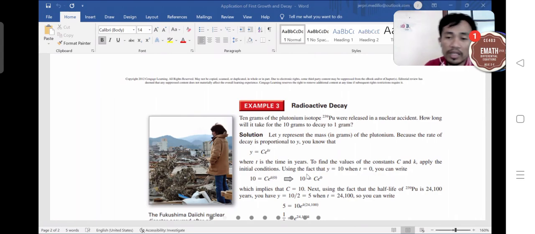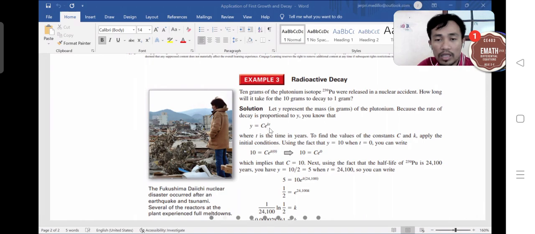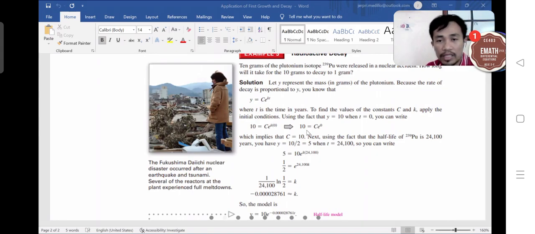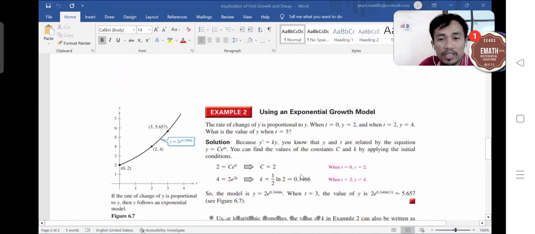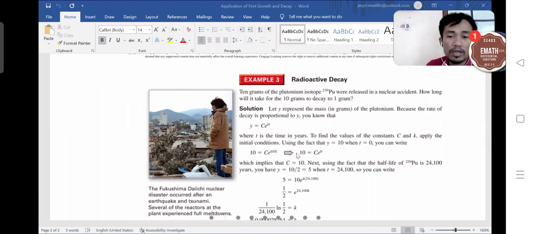So representing the mass in grams of plutonium because of the rate of decay, our y is the same. We copy the formula: y is equal to c e^(kt). And we know that our y is 10 when the time is 0. So the one above is the example of the growth model, and this one is the example of our decay model. So how does it become just 1 gram? We need to get the value, so again we substitute 10.